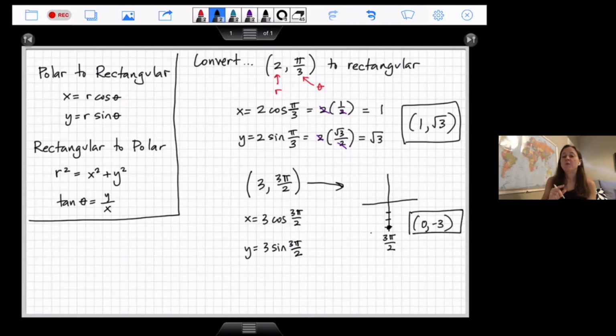Okay, so if you can look at a point and figure out what its coordinates are in the other set of coordinates, you don't need to go through the difficulty of using the formulas. All right, so that's converting polar coordinates to rectangular. So now let's do a couple that are converting rectangular to polar.